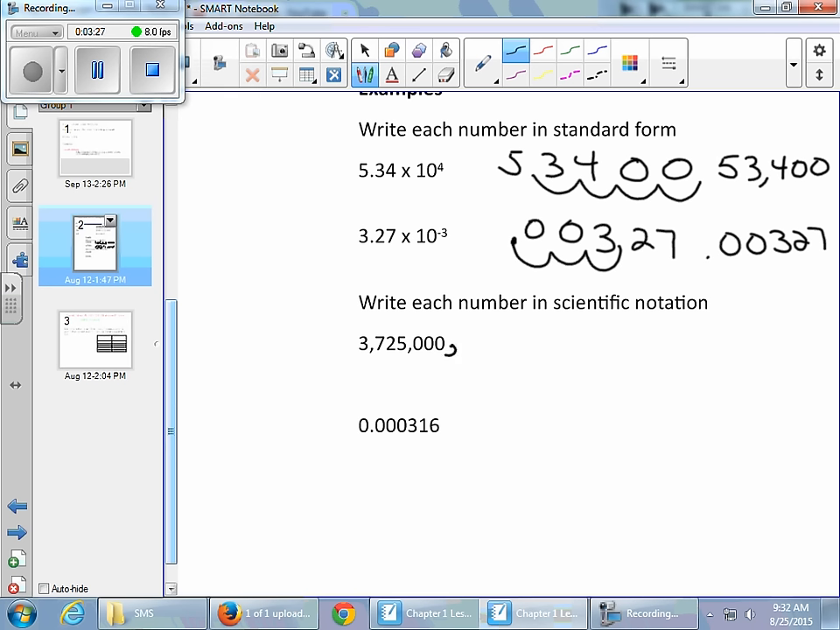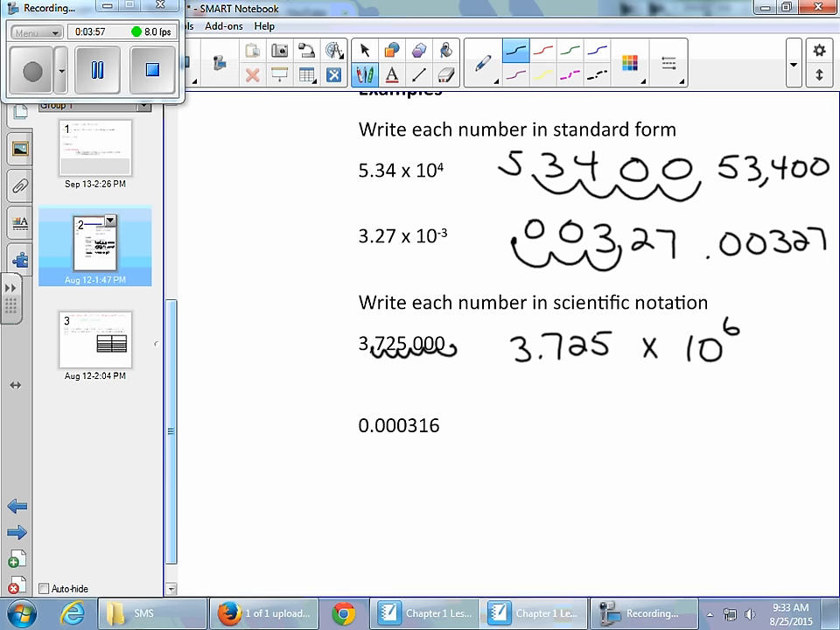So we're going to move it 1, 2, 3, 4, 5, 6 spots. Now we're going to rewrite this. So we're going to have 3.725. We don't have to write any of the zeros down because those are just taking up spots. Times 10, and we moved it 6 spots, so it's 10 to the 6th power.